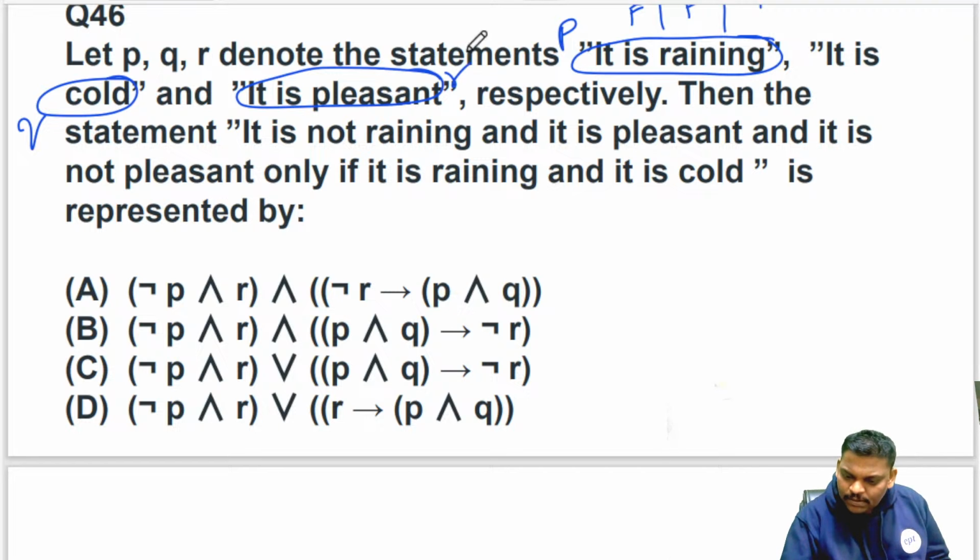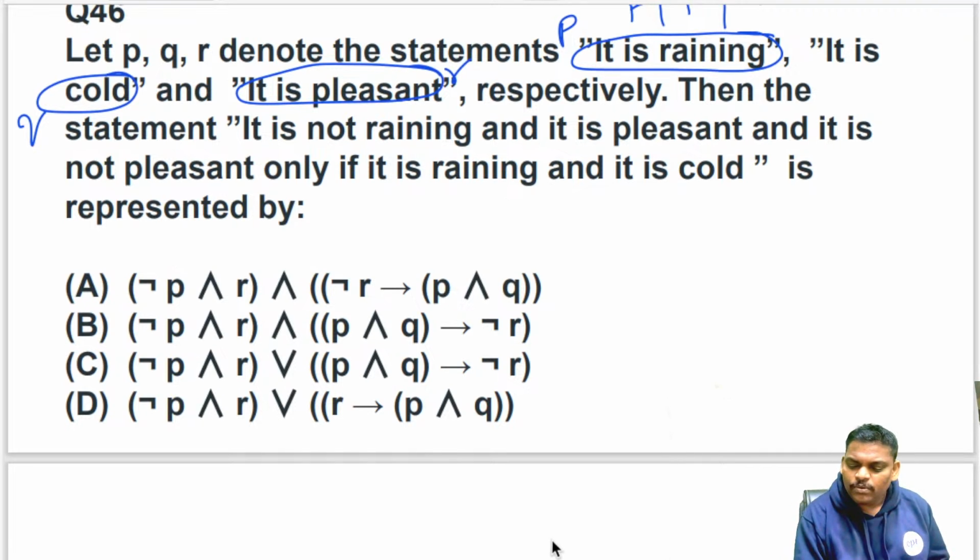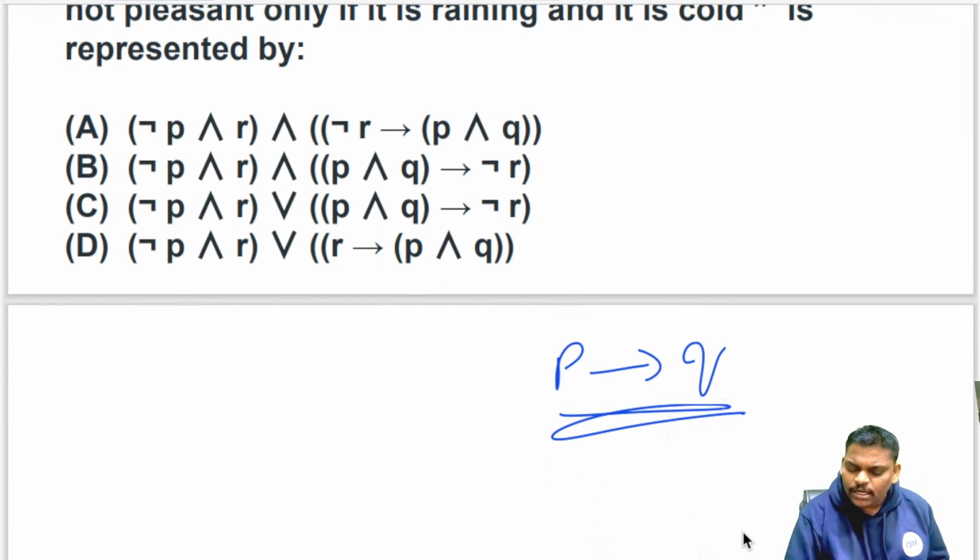So I want an answer from you. P implies Q. Different ways of writing. P implies Q. Can you help me now? Can I write P implies Q? P if Q.